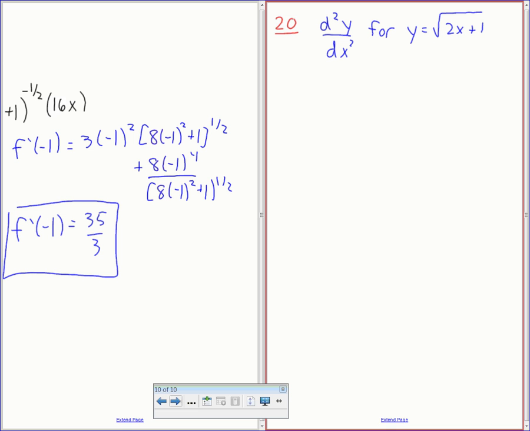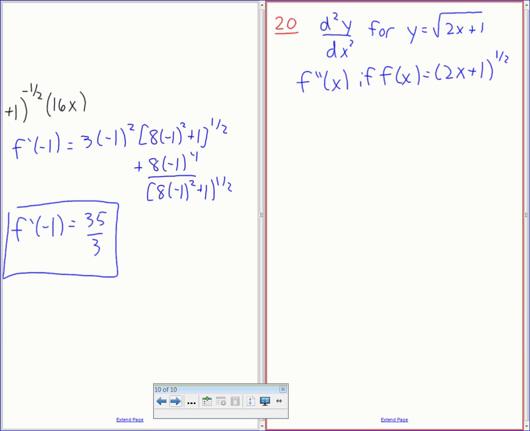Second derivative. Okay, so all they're asking for here, if this is f of x, they want f double prime of x. On the test, I'll list it like this so it's clear. So that's all they want you to do.